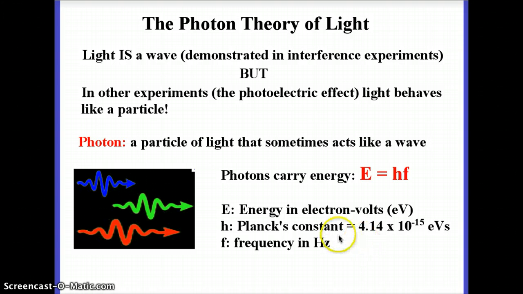h is a number called Planck's constant. This is a constant of nature, and it's got a value of 4.14 times 10 to the minus 15 electron volt seconds. This is a useful number to program into your calculator. I can help you with that if you need some help with that. And f is just going to be our frequency measured in hertz. So I'm going to show you how this works in a simple example, and you're going to try some more when you come to class.